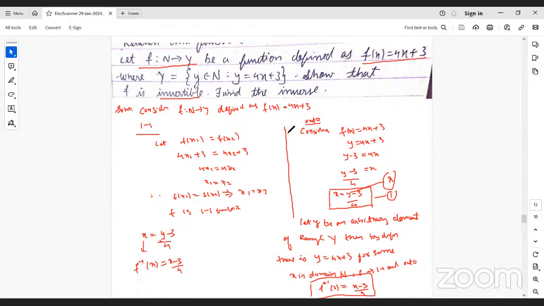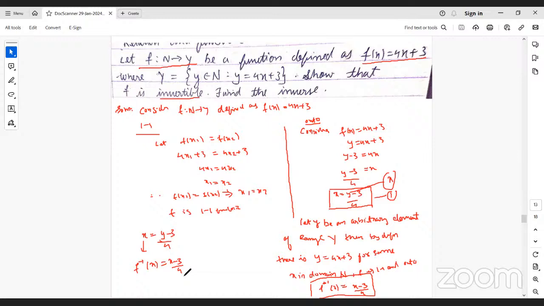Okay, so this is the first part of this 5 mark question. Here there are two steps. The first step is you need to show the function is a 1-1 function, and then we need to show the function is onto. Since it is 1-1 and onto, the inverse of the function will exist, and then we need to find out the inverse. So we have found out the inverse: f inverse of x is equal to (x minus 3) upon 4.